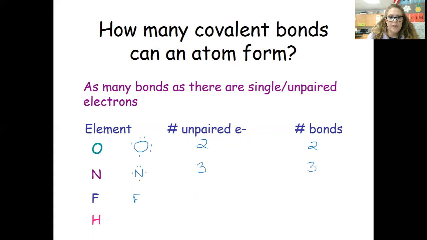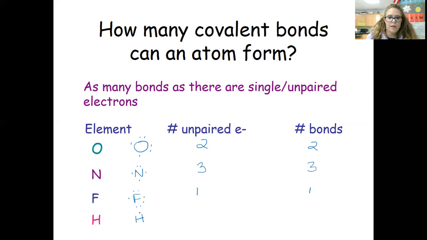Fluorine has 7 valence electrons. 1, 2, 3, 4, 5, 6, and 7. It has 1 open spot. That means it has 1 unpaired electron, and it needs to form 1 bond to have a stable electron configuration. Hydrogen has 1 valence electron.